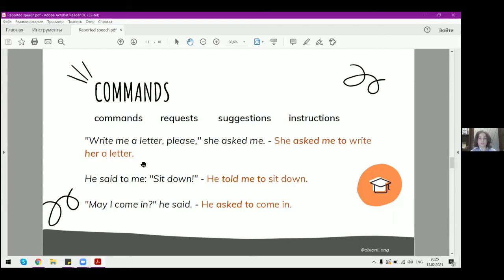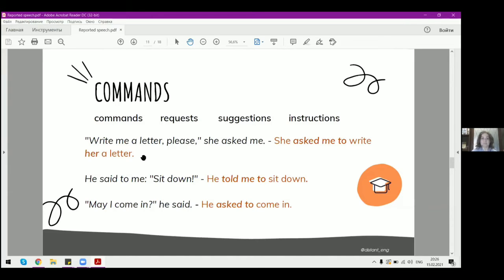Why not told? Because it's a polite request. Yeah, she said, please. How exactly can we express it? By using asked, not told, not ordered. Asked, it's polite. We shouldn't write please in the end. Nope. Without any commas, without any please, without any exclamation marks. Just like that: she asked me to write her a letter. Believe me, it's polite. It's polite reported speech.